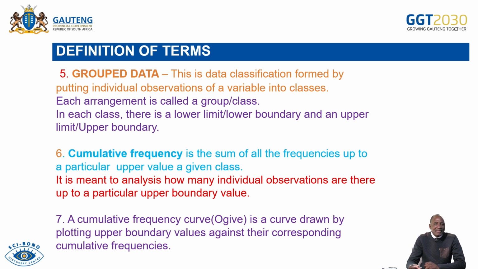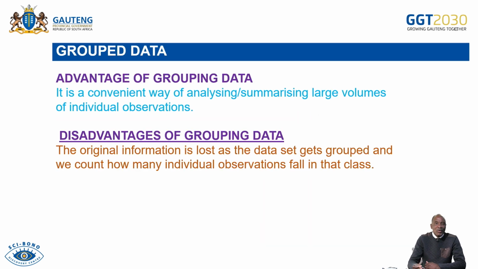Right, then 7, what do we mean by a cumulative frequency curve? A cumulative frequency curve is a curve that we can draw by plotting upper boundary values against their corresponding cumulative frequencies. Yes, it might sound a bit of a theory here, but as we progress, you shall see how we apply some of these words and how we draw some of these graphs.